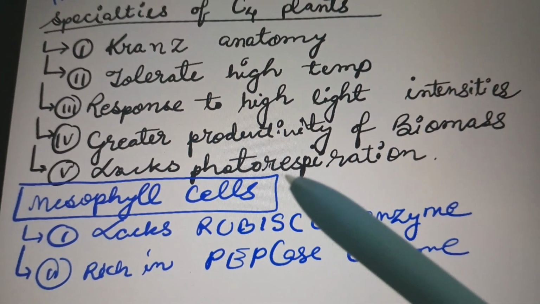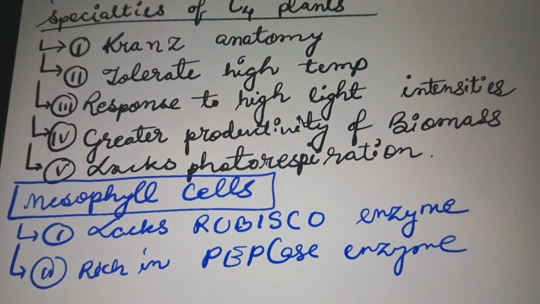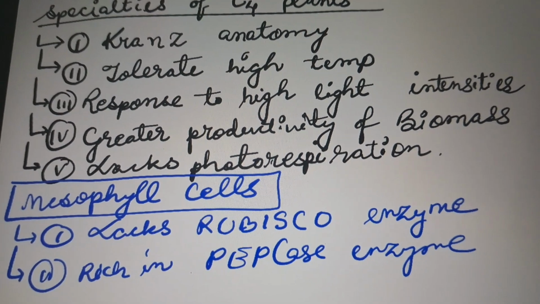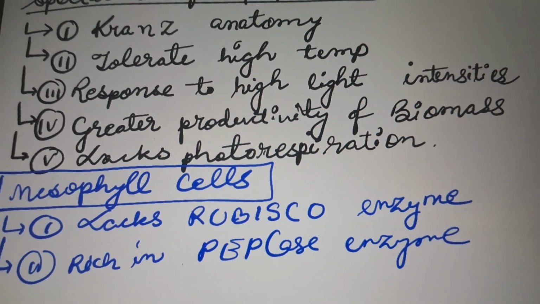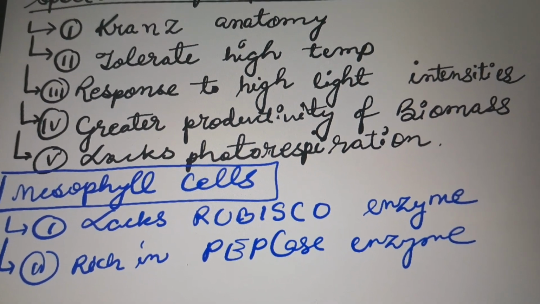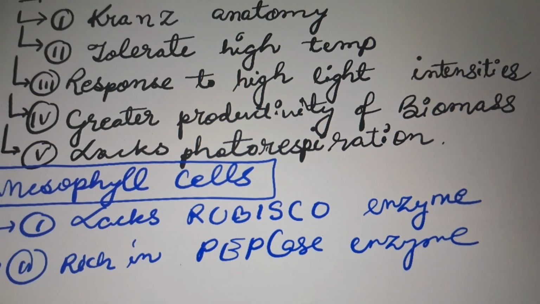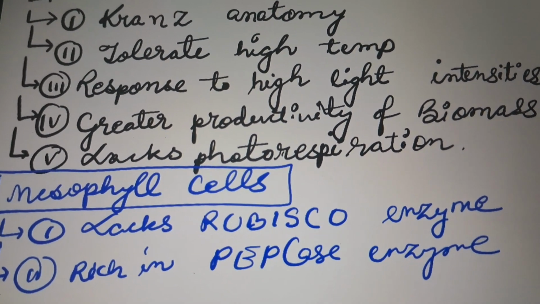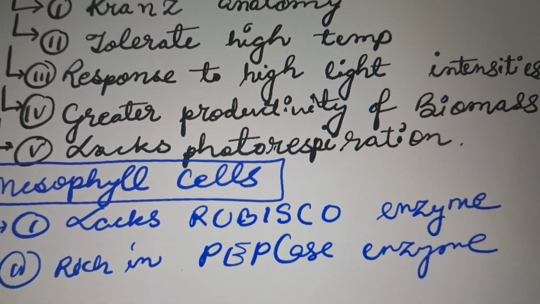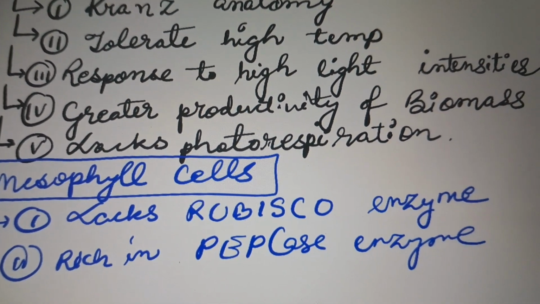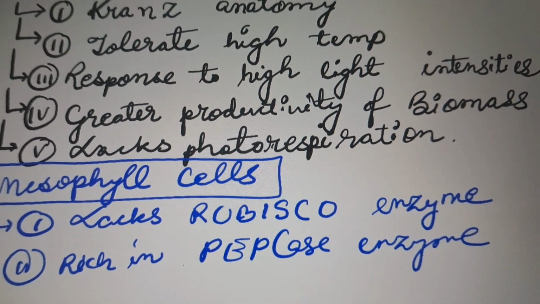So as I said, they have the mesophyll cells. These C4 plants lack the Rubisco enzyme in their mesophyll cells. What we saw in the C3 plants is that the mesophyll cells possess the Rubisco enzyme, due to which the C3 pathway or the Calvin cycle took place. But if the mesophyll cell lacks the Rubisco enzyme, then obviously the Calvin cycle will not be exhibited by the mesophyll cells of C4 plants. Instead of Rubisco, they are rich in the PEPcase enzyme.